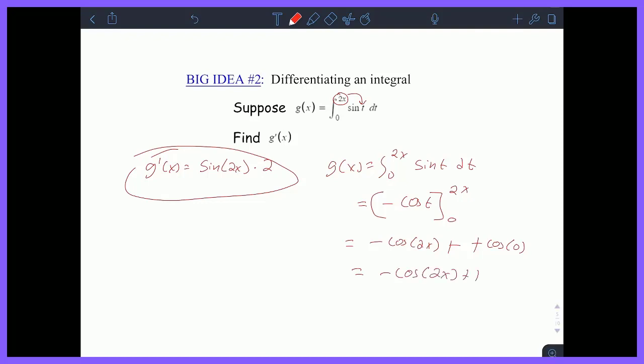So this is g. So what's g prime? The derivative of g. Well, the derivative of negative cosine 2x is positive sine 2x times the derivative of the inside, which is 2, plus the derivative of 1 is 0. So as you can see, it worked. The derivative of the integral is just using the fundamental theorem of calculus part 1, much faster than using part 2.